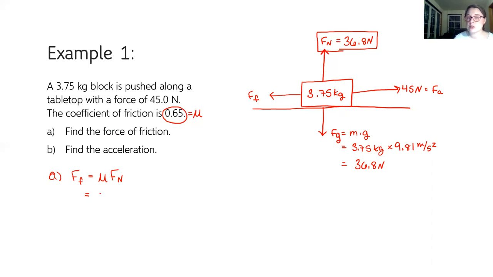So the first thing we do is we take our coefficient of friction, which was 0.65, and we're going to multiply it by the normal force, which is 36.8 newtons. What do we get for the force of friction? Well, the force of friction happens to be 23.9 newtons. And you'll see our diagram is a really good collection of all the information that we need. So now let's go back and put that into our diagram because it's going to help us with visualization.